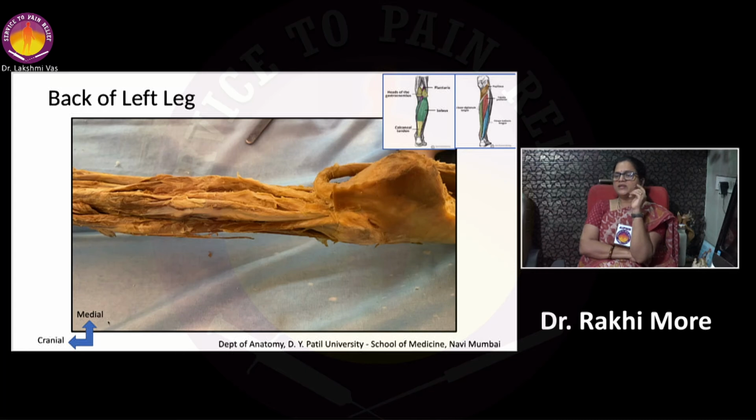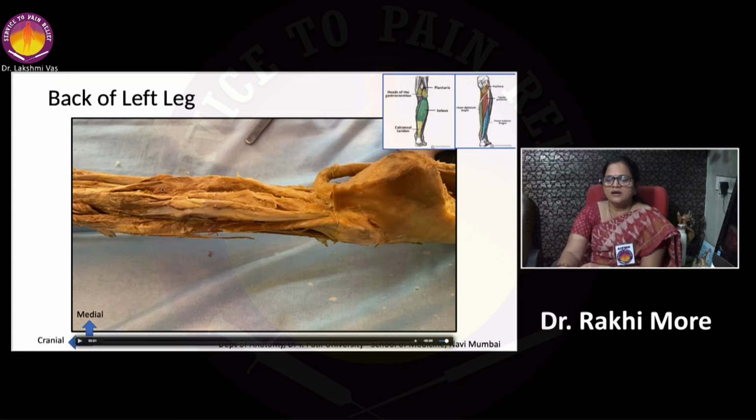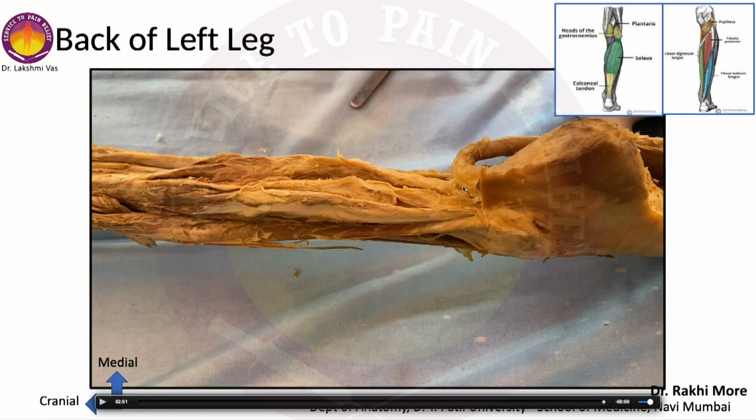The hallucis was mentioned as the middle muscle and the digitorum was mentioned as the lateral muscle, but the muscles are placed from medial to lateral as the tibialis posterior, then the digitorum, and then the hallucis. Then they cross over at the ankle, and the hallucis goes medially and the digitorum goes laterally. So these are the three muscles of the posterior compartment.